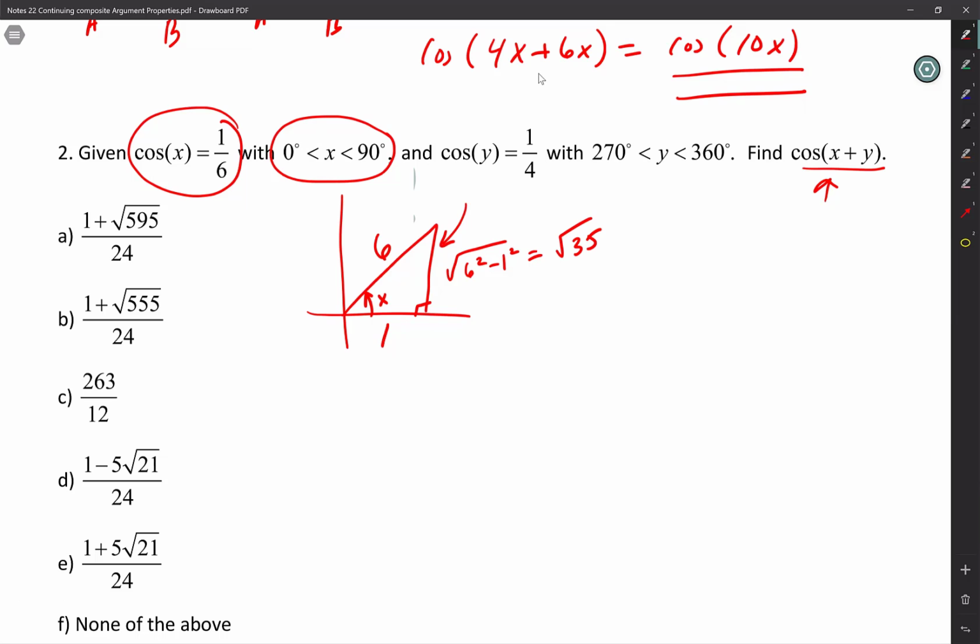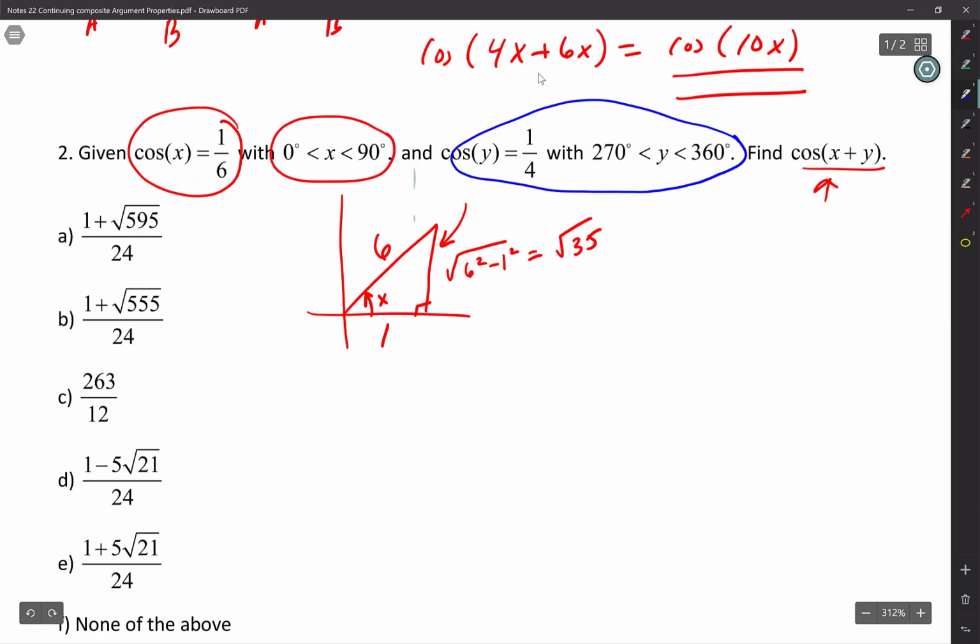And the square root of 35, I do not think it reduces. Yep, square root of 35 does not reduce. There it is. That's it. So you're done with that. And I'm going to change my color to a blue color. Angle Y is in quadrant 4. This is quadrant 4, guys.